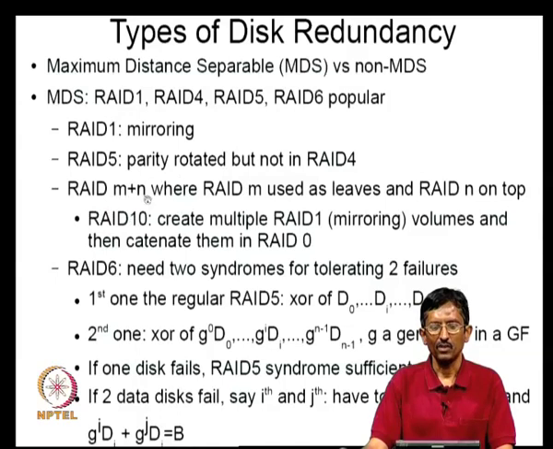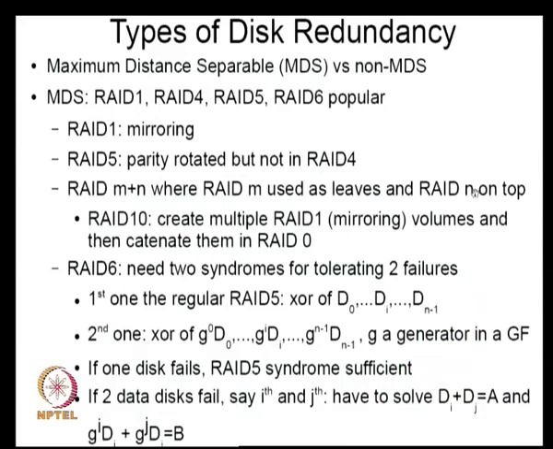You also have things like RAID M plus N, where you use RAID M on the leaf side and RAID N on top of it. So you are doing 2 levels of RAID. For example, if I do RAID 10, I create multiple RAID 1 volumes, that is mirrored volumes, and on top of it I concatenate them. That is basically RAID 10.